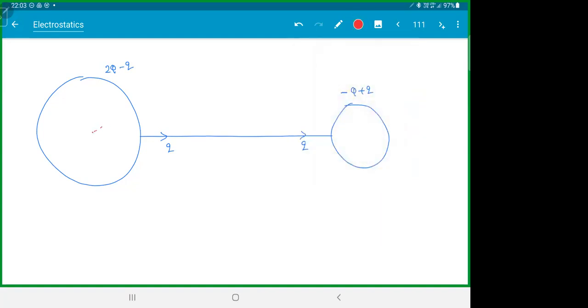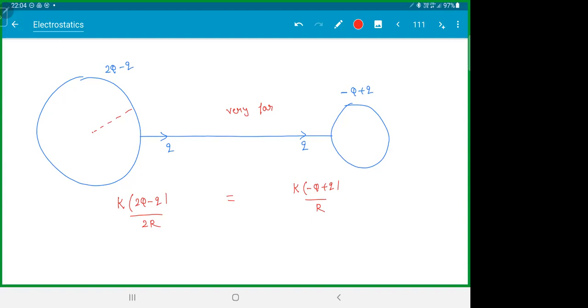Now, what is the potential of this shell? And they're very far, remember. That means they're not interacting with each other. So what is the potential of this shell? K charge by radius. What is the potential of this shell? K times minus Q plus small q by radius. These two should be equal, na? Whenever you connect two conductors, the charge will transfer till the potential becomes same.